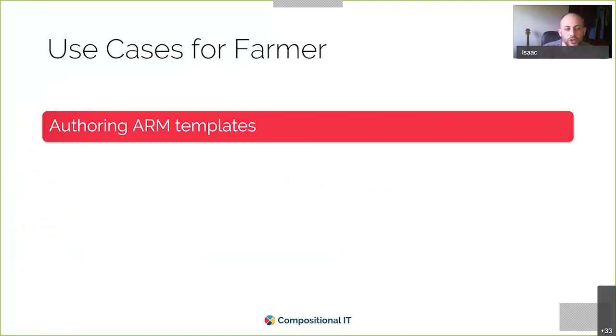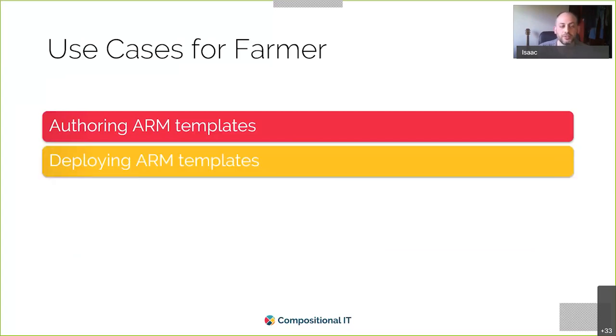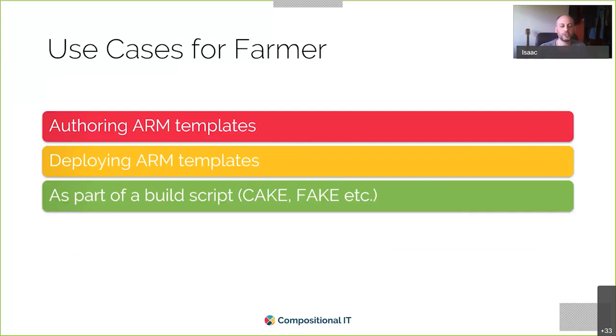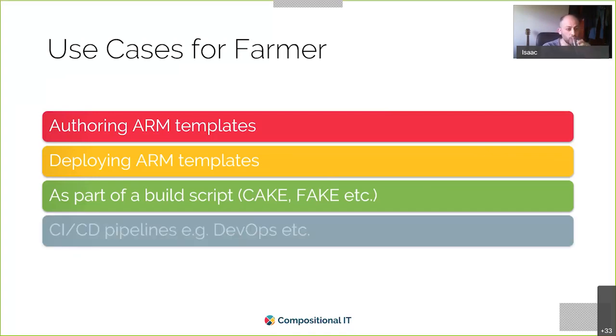So you can use it for authoring ARM templates, as I've shown you. You can use it for deploying ARM templates where you don't even need to see the ARM template. You just work with Farmer. That's the level of abstraction that you go to. You can use it as part of a build script because we're just in .NET, so you could use Cake or FAKE, so you could have it as part of your CI/CD deployment scripts, download some code. It's just .NET. Yes, it's F#, but you can reference it from C#. That's not a problem.